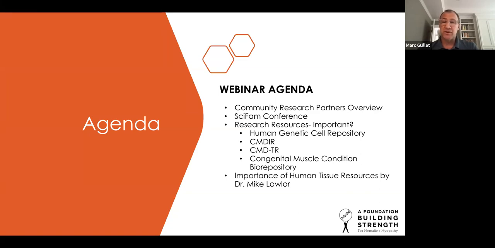The Tissue Repository, the CMDTR, we're going to hear a little more detail today about the cases that we have, but this is actual human tissues and cells that are stored so that researchers can request the different valuable options for their work. And then there's a little bit of a difference between that and the Congenital Muscle Condition Biorepository, and Stacy will do a nice job talking about those. And then we have the good fortune today of having Dr. Mike Lawler with us. He's going to review the importance of human tissue resources, and that's going to be an important part of our talk today.